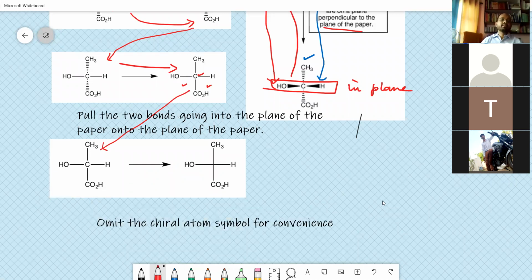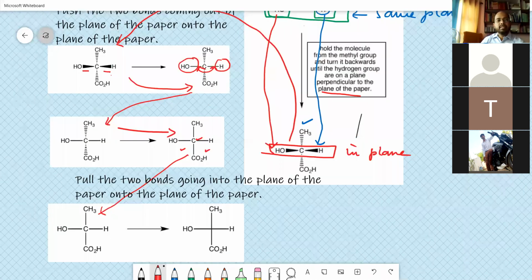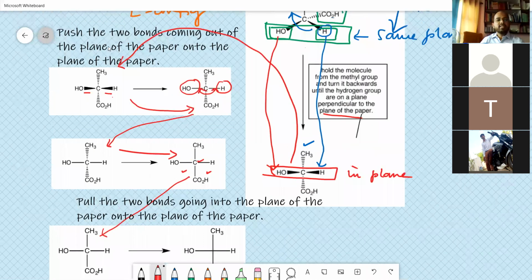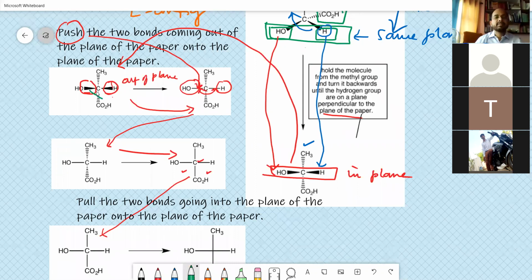This is what you have to write. Okay, that is, push the bonds out of the plane of the paper onto the plane of the paper. These two bonds are out of plane. When you push, see this missing one here, this bond has become like this when pushed. Okay, pull the two bonds going into the plane of the paper onto the plane of the paper.